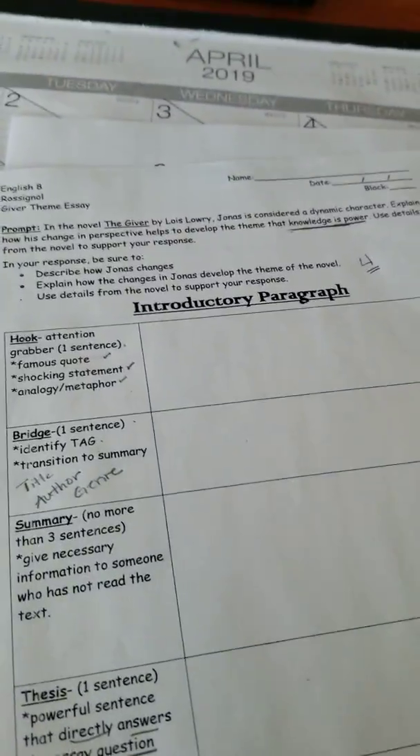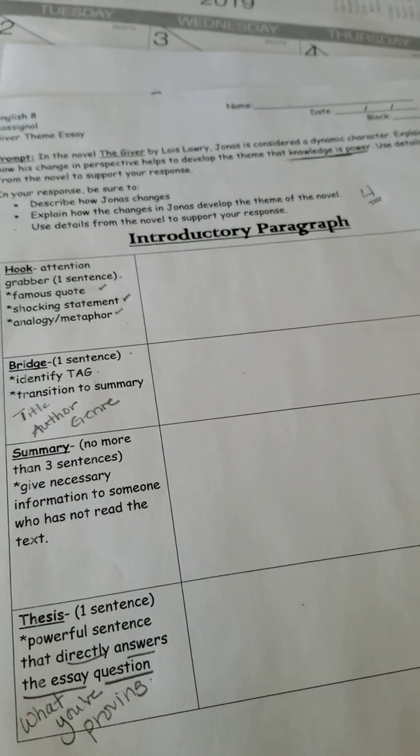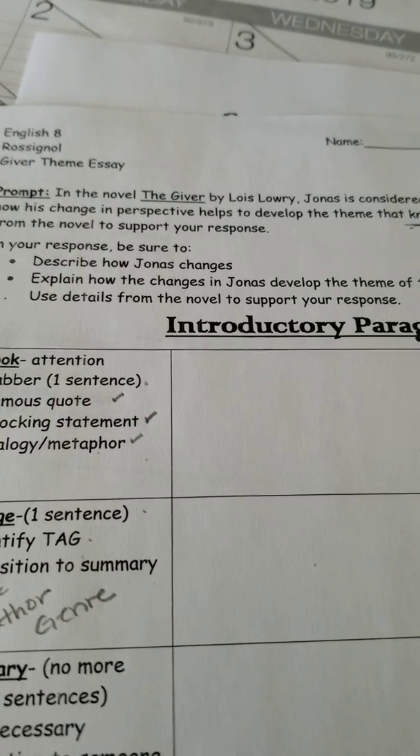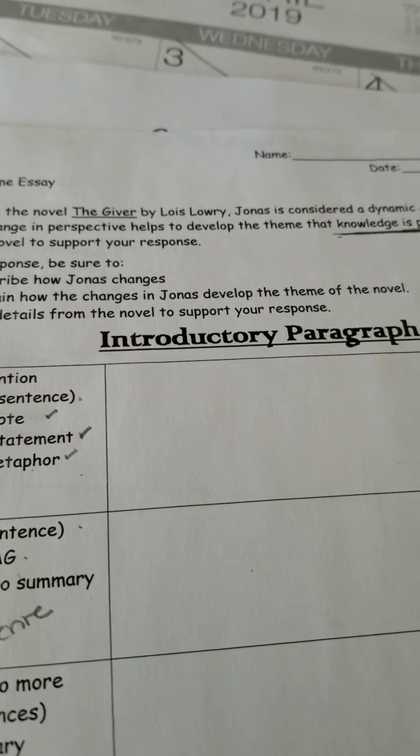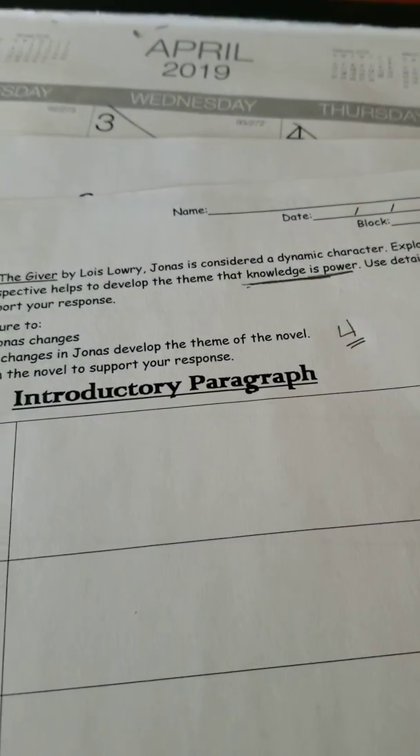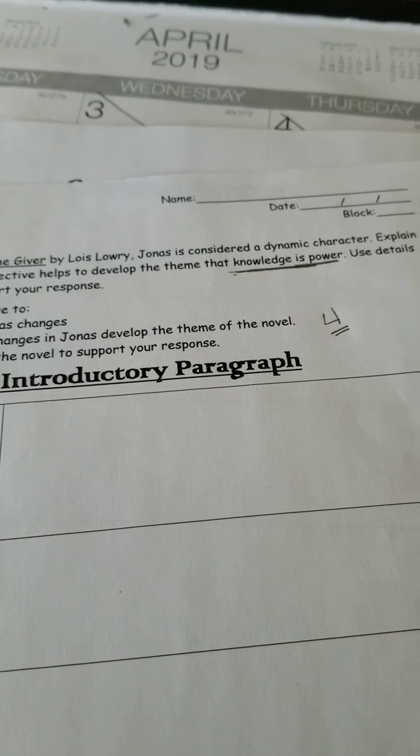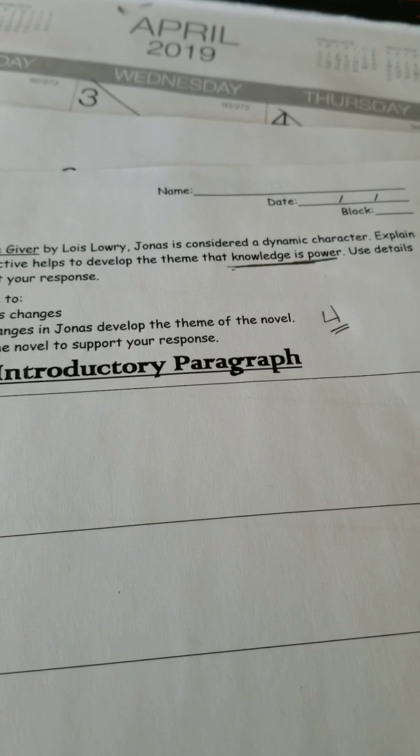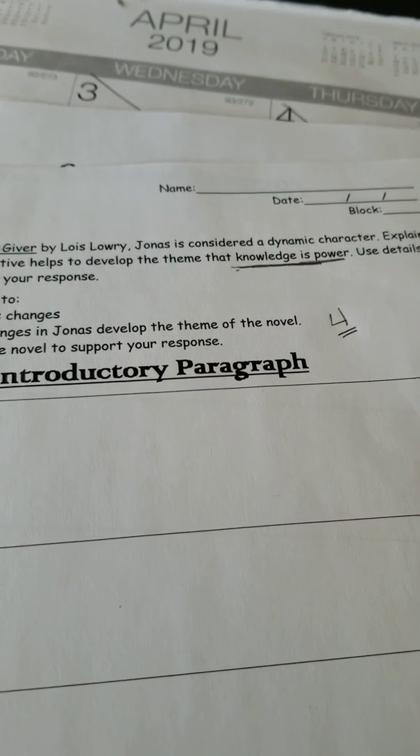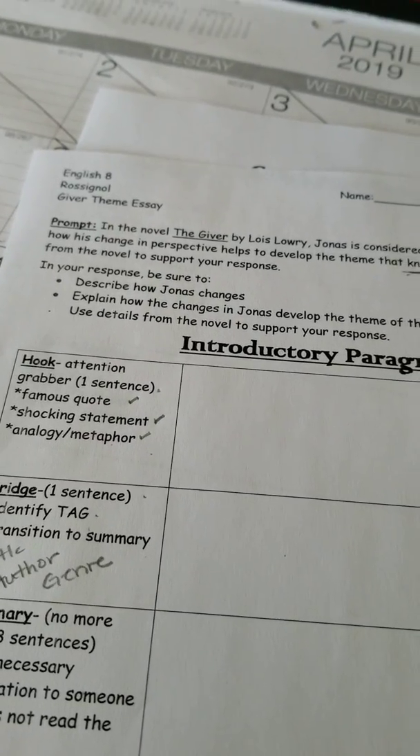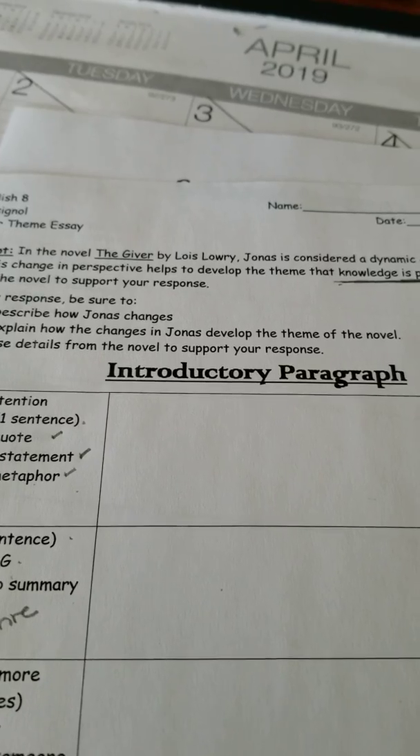So if you remember a couple classes ago, we did the organizer on static and dynamic characters, and we talked about the difference between static and dynamic. So we're going to use that now, and it says in the novel The Giver by Lois Lowry, Jonas is considered a dynamic character. Remember that dynamic, we said, meant a character that changes, right? That doesn't stay the same. Some kind of personality or moral or value or idea shift happens within that character. So Jonas is considered dynamic. Explain how his change in perspective helps to develop the theme that knowledge is power.